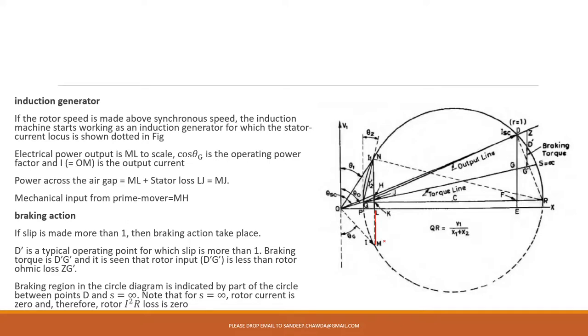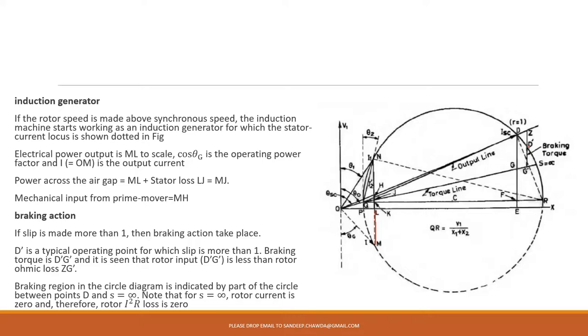Now the braking region. When your induction motor has a slip greater than 1, at that time we say braking takes place. So you need to make slip greater than 1, and your braking action is going to take place. You could consider between these 2 points D and S, where S is equal to infinity, this could be your operating point D dash, which is also going to lie on the circle, remember. So D dash is your operating point where the slip is greater than 1, so braking action will be obtained.